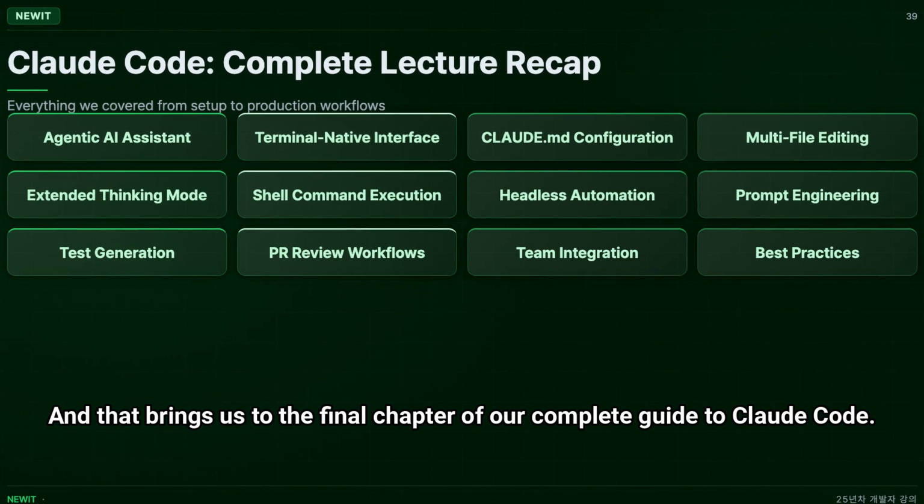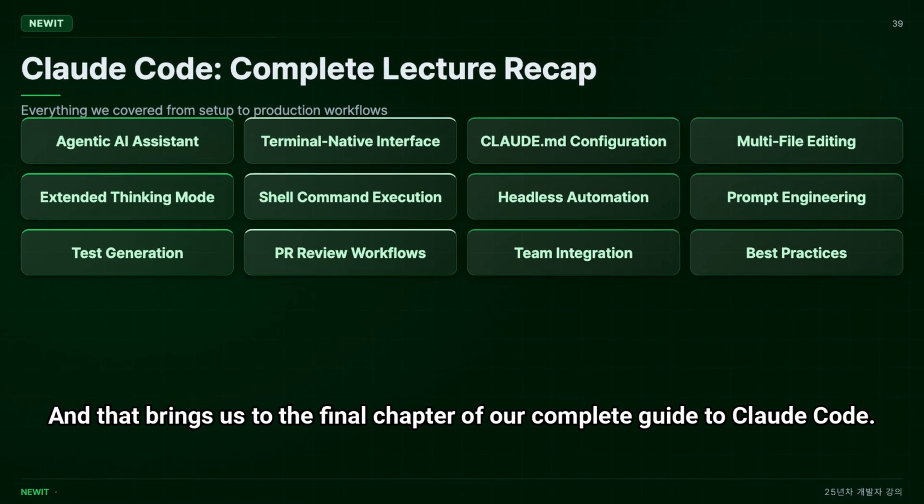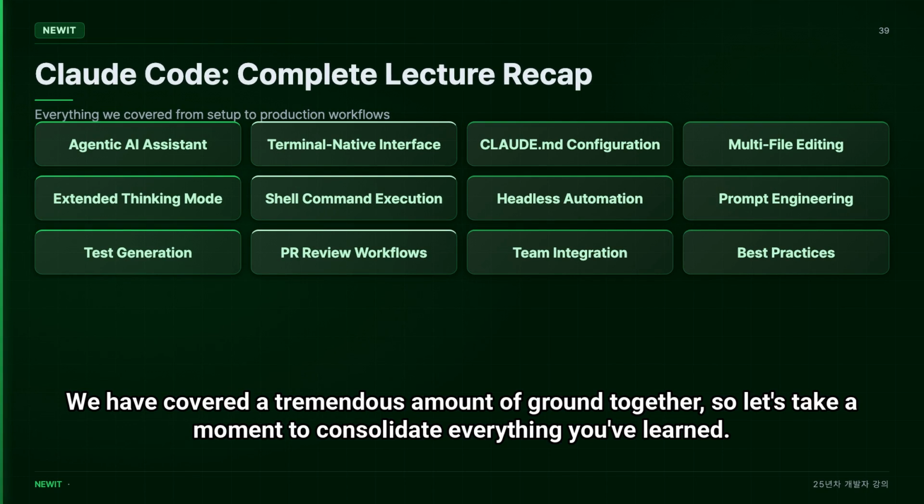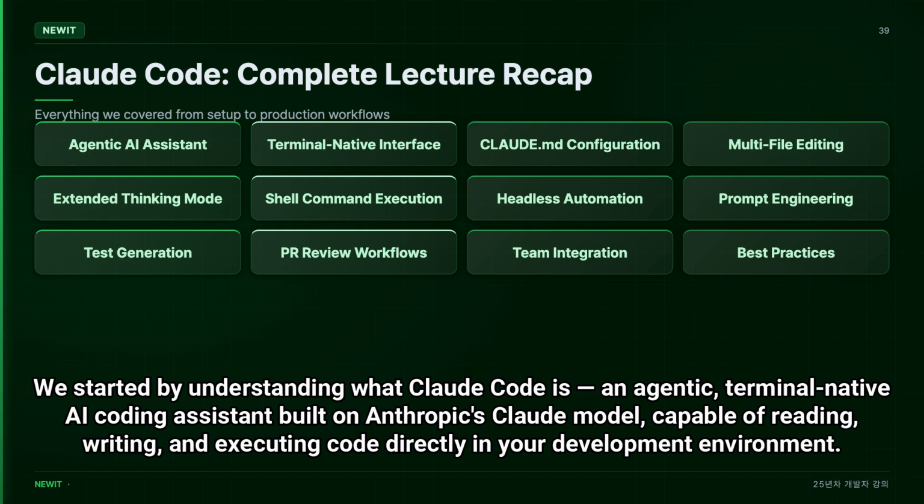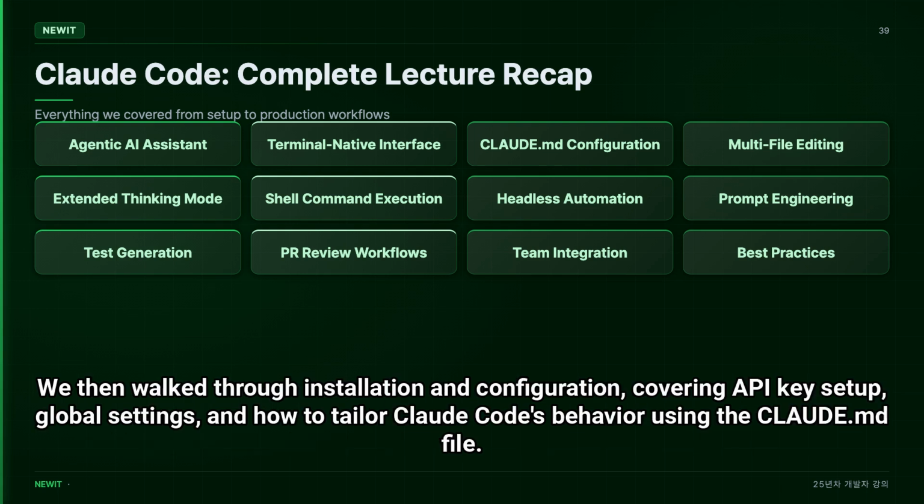And that brings us to the final chapter of our complete guide to Claude Code. We've covered a tremendous amount of ground together, so let's take a moment to consolidate everything you've learned. We started by understanding what Claude Code is: an agentic, terminal-native AI coding assistant built on Anthropic's Claude model, capable of reading, writing, and executing code directly in your development environment. We then walked through installation and configuration, covering API key setup, global settings, and how to tailor Claude Code's behavior using the CLAUDE.md file.